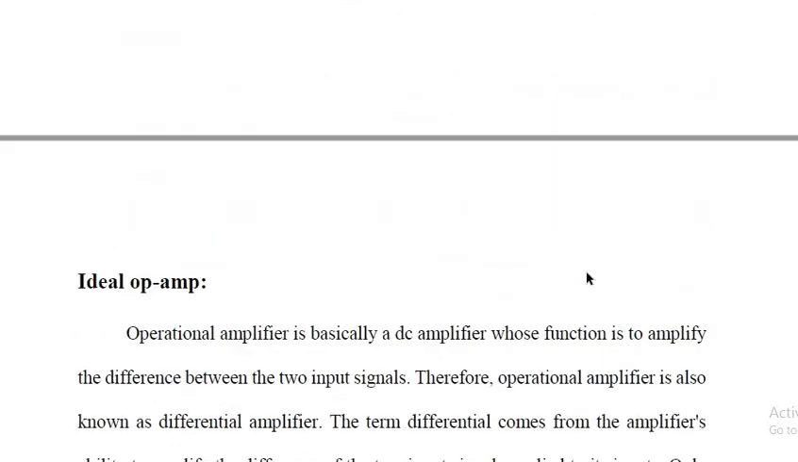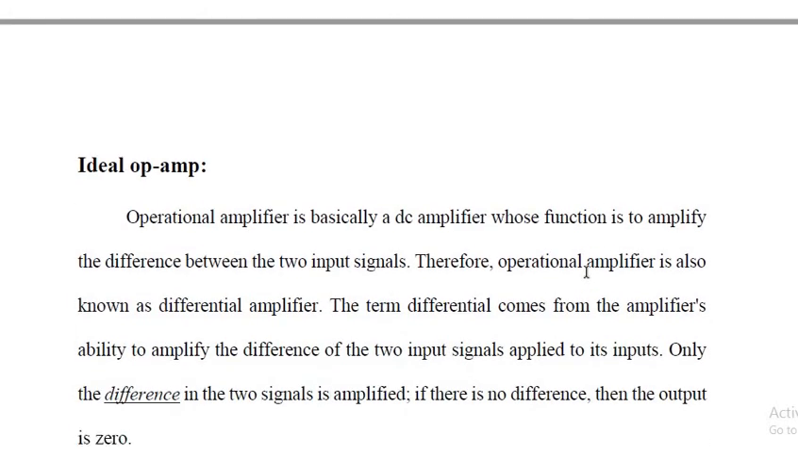Next comes ideal OpAmp. Operational amplifier is basically a DC amplifier whose function is to amplify the difference between the 2 input signals. Okay, so we saw there are 2 inputs. One is inverting input and the other is non-inverting input. So the operational amplifier is basically a DC amplifier whose function is to amplify the difference between the 2 input signals.